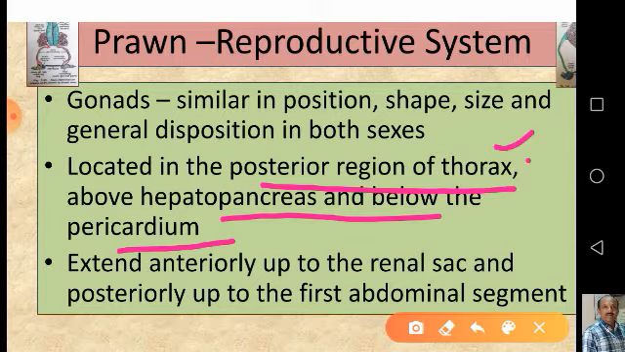They extend anteriorly up to the renal sac and posteriorly up to the first abdominal segment. So the position, shape, size and general appearance of the gonads in both sexes are alike. The gonads in the male prawn are called testes and the gonads in the female prawn are called ovaries. Both testes and ovaries in the respective sexes are similar in position, shape, size and general appearance.